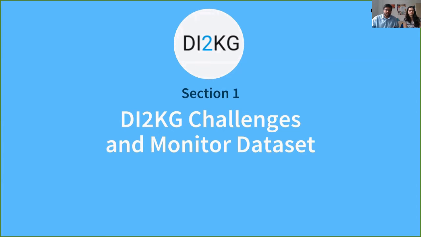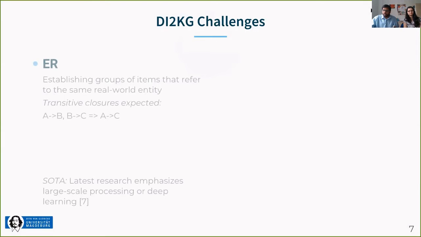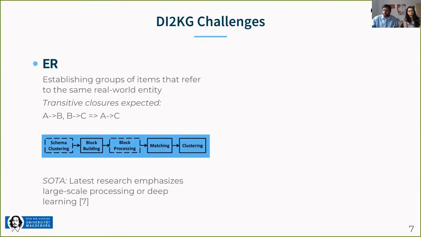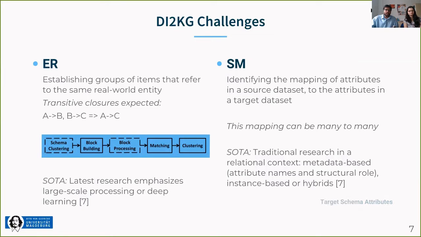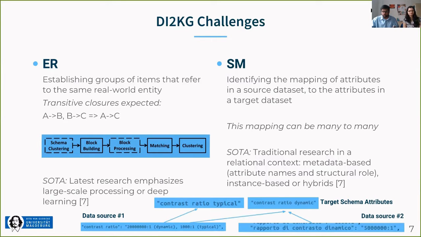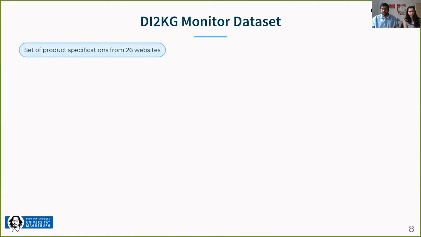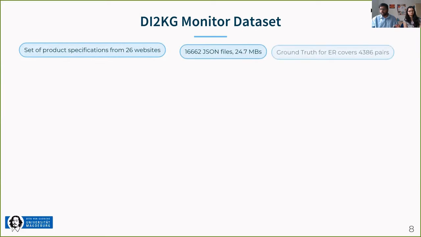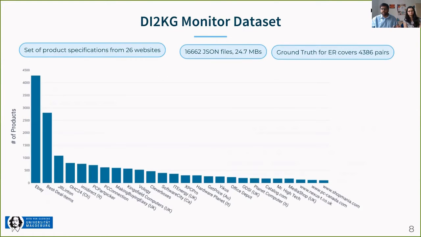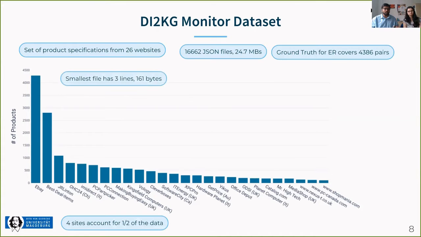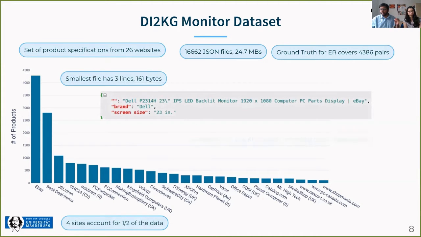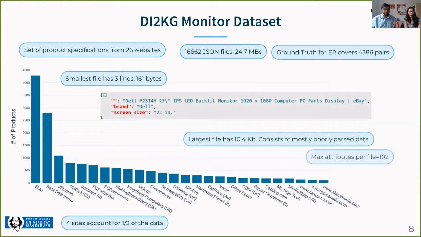So moving on to challenges and dataset. Here, entity resolution is the task to establish groups of items that refer to the same real-world entities, whereas schema matching is the task of identifying a mapping of attributes from the source dataset to the attributes of the target dataset. Our dataset has product specifications from 26 websites consisting of approximately 16,000 JSONs. Ground truth of entity resolution covers approximately 4,000 JSON pairs, where the smallest file was only 161 bytes.